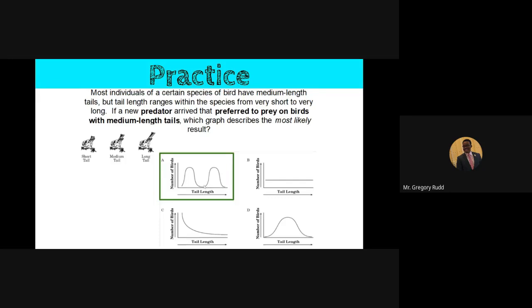So what's going to happen is that not only do the short and long tailed birds survive, but they start reproducing more. And so more and more of the birds have shorter tails and more of the birds have longer tails. Eventually, we might see the medium-length tailed birds go extinct and the short-tailed birds and the long-tailed birds might become two different species.